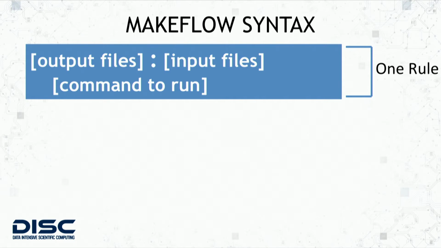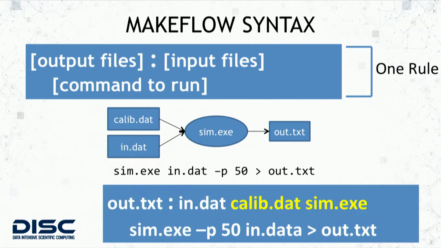Let me give you a concrete example of one rule in a makefile. Suppose that I have an application called sim.exe, and the command that I want to run is sim.exe on some input file with a parameter of 50 and send some output to a file called output.txt. That would be expressed graphically as, here's this process, here are its input files, and here are its output files.